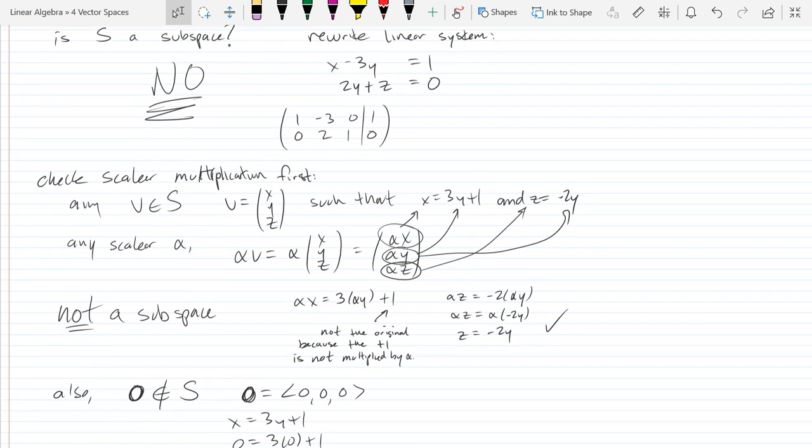So we're going to look at a similar problem, except let's describe it in a different way.